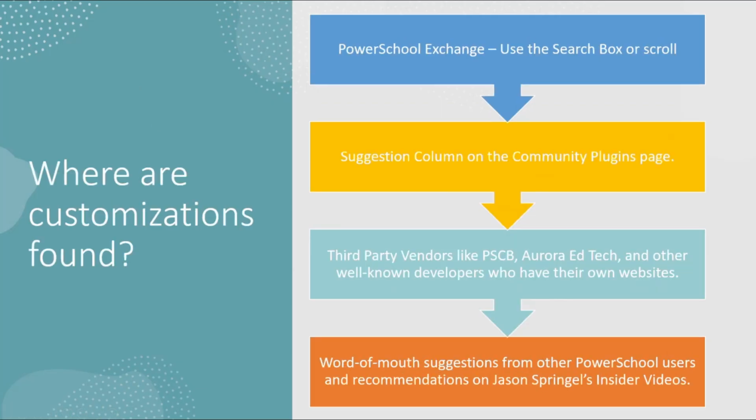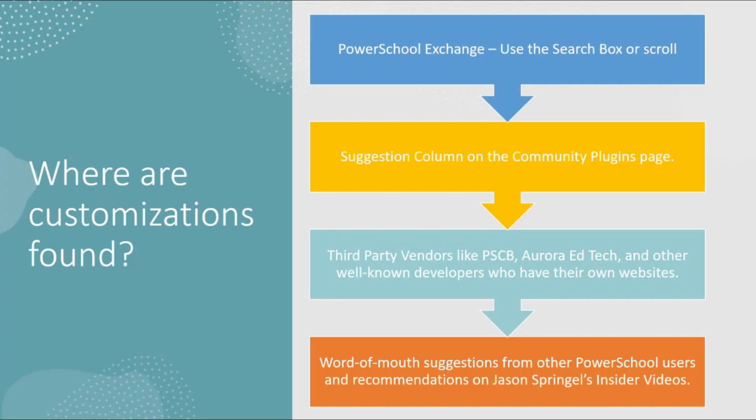So where do we find those customizations? PowerSchool Exchange. You can use the search tool. I have a little list of things that you can look for. They have a search box. You could put in attendance and search for that. So that's your best place to find customizations.